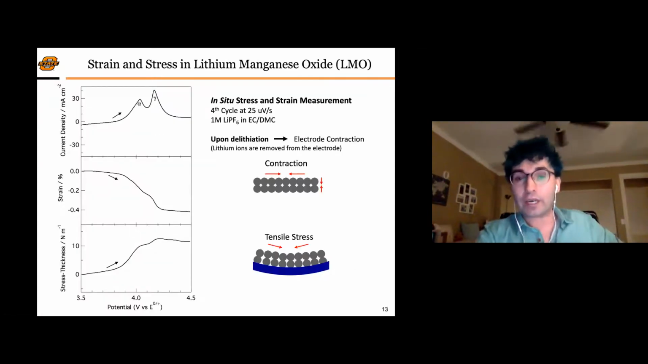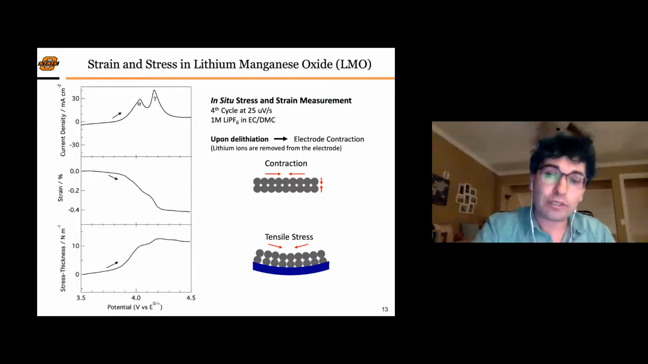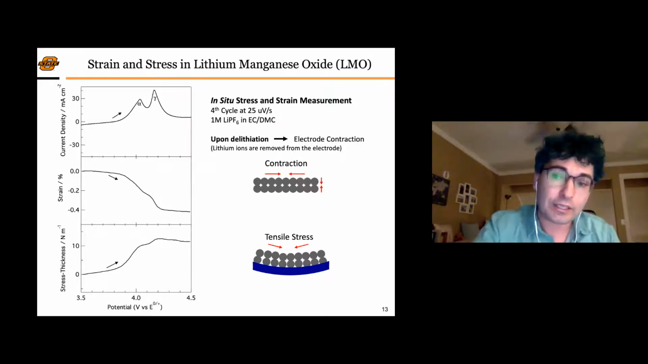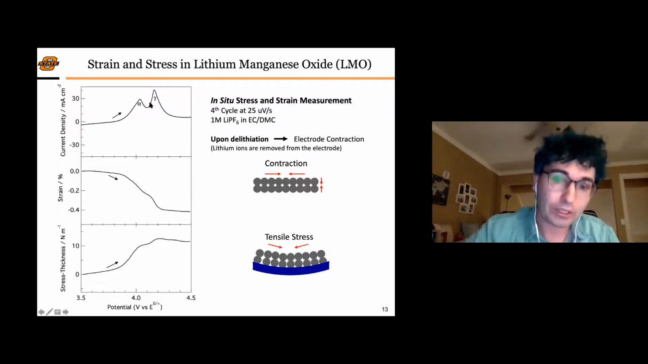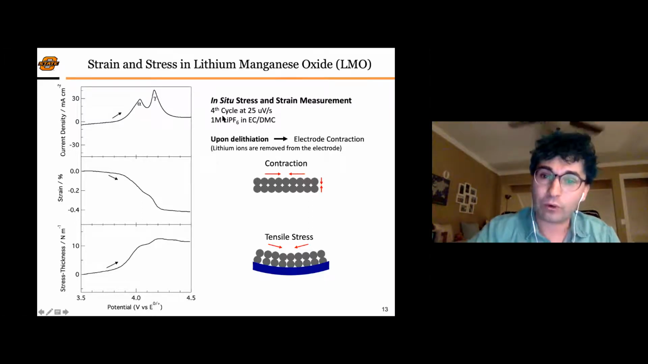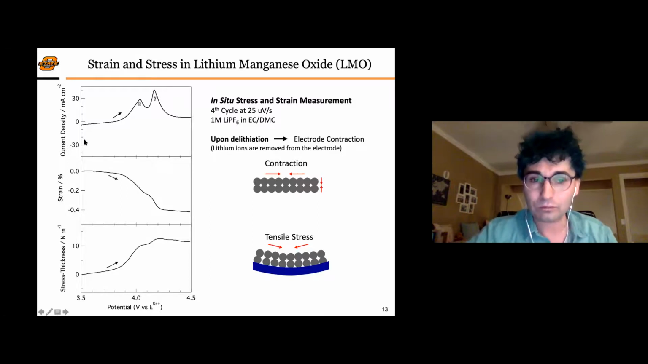First, we look at the lithium manganese oxide to understand the stress and strain for lithium-ion batteries. Here you are looking at the currents, where there are two defined peaks that correlate with the phase transformation in the cathodes. This is from the fourth cycle at a very slow rate, 25 microvolts per second.